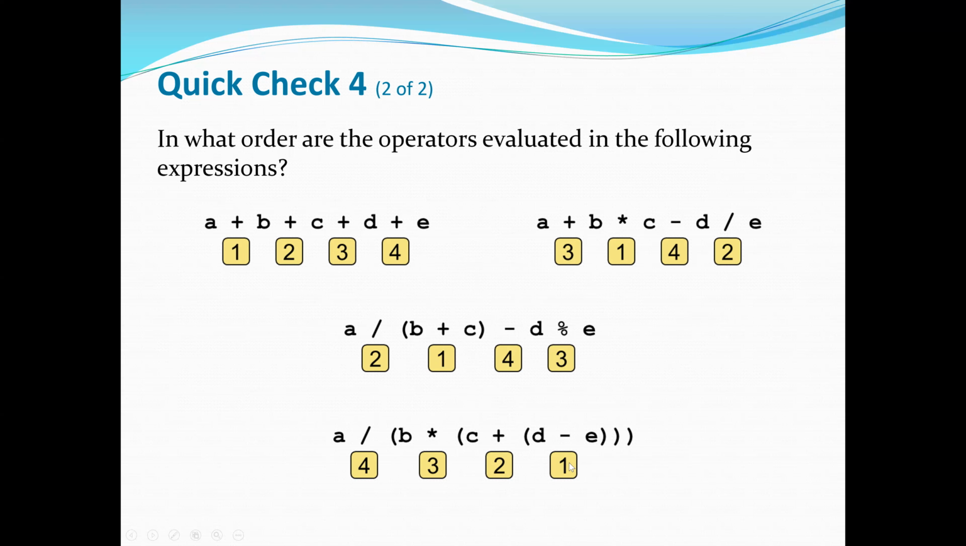Now, if you have more than one parenthesis, then the inner parenthesis will execute first. So for example, here D minus E will execute first because that is the inner parenthesis. Then next, the plus will execute because that is the next outer parenthesis. Then we have the last outer parenthesis, which will be multiplication. Here we have 3 parentheses. So the inner first, then the next plus, then the next multiplication. So after we finish with all the parentheses, then we evaluate the division also.